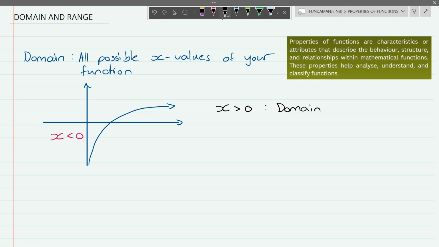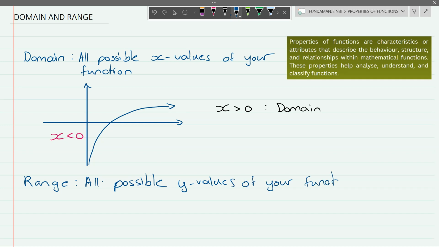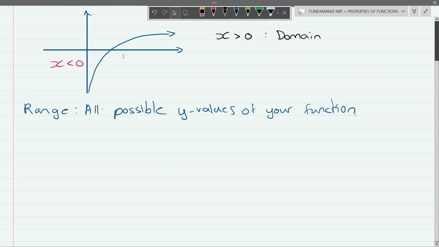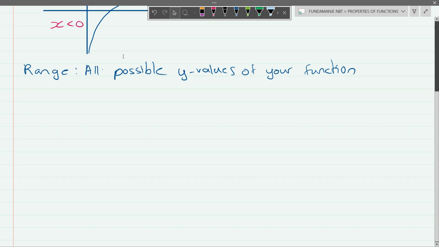And next we want to talk about the range. Now, as you can guess, or as you already know, this describes all possible y values of your function. So as much as a function can be limited by its input, as a result of that input limitation, it also introduces output limitations, which we call the range.